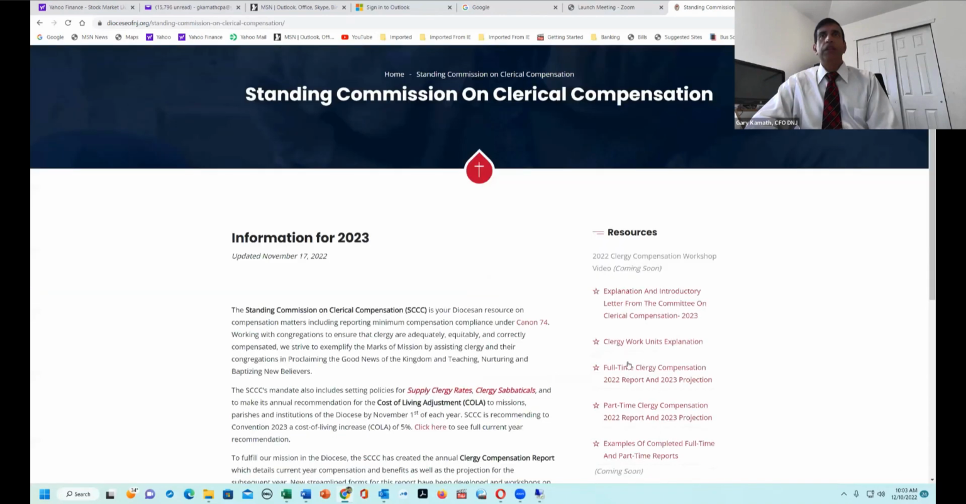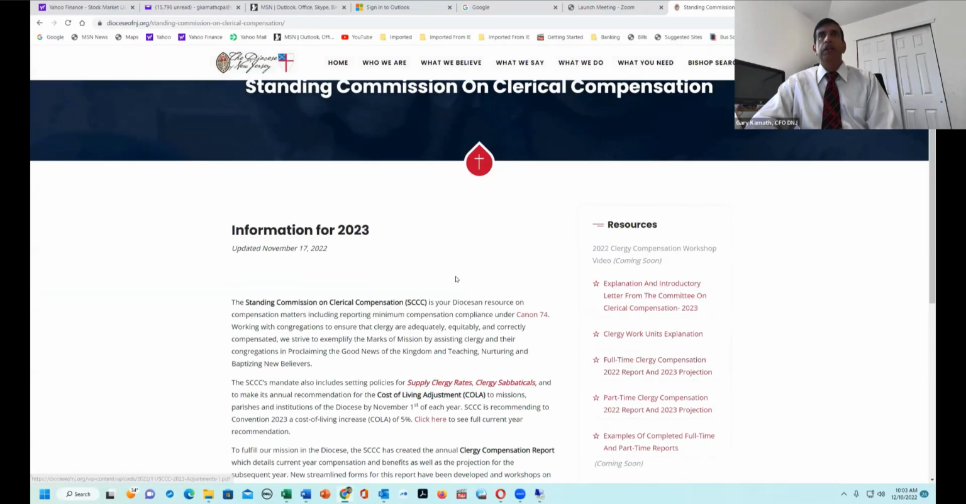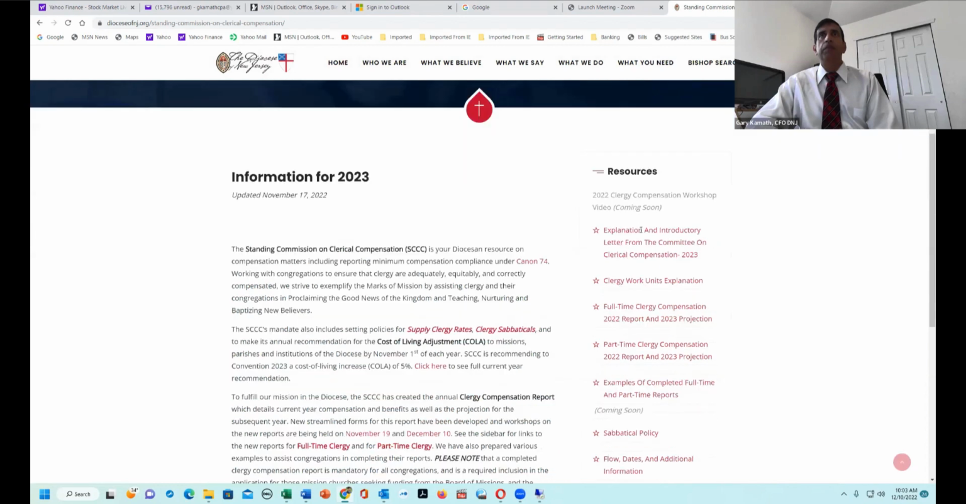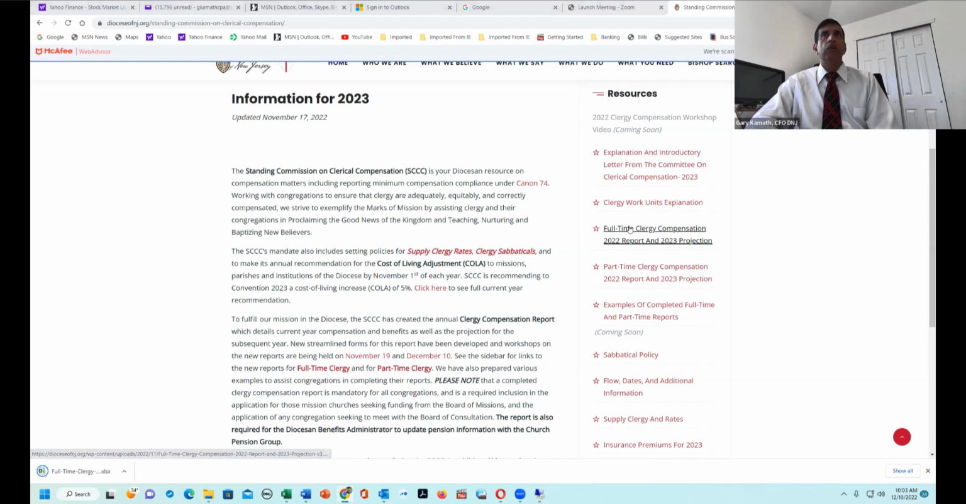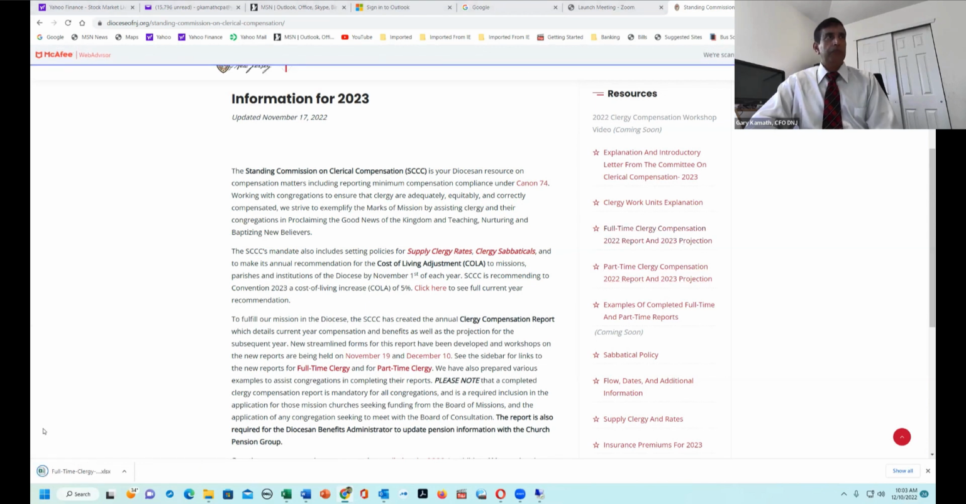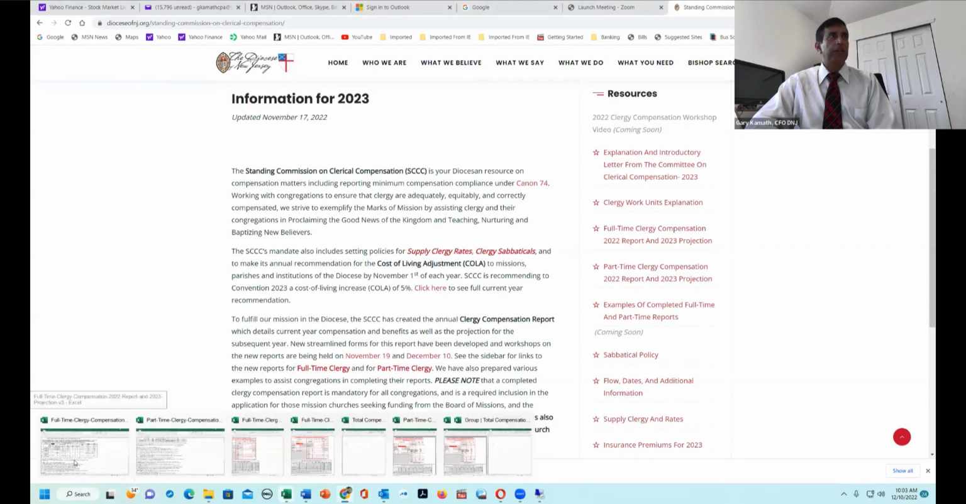Here you'll see our worksheet and a few other items on this page itself. We have the full-time clergy compensation worksheet and the part-time clergy compensation worksheet. I'll start with the full-time, and then of course we'll go with the part-time also. So you download that and you start from there.